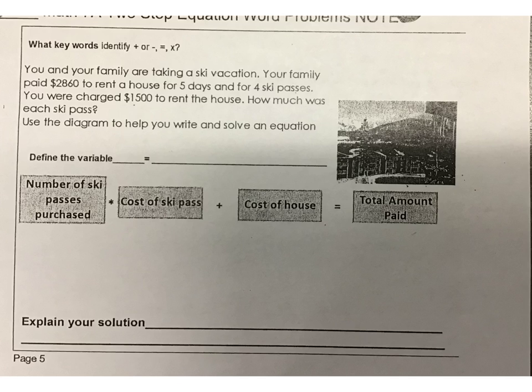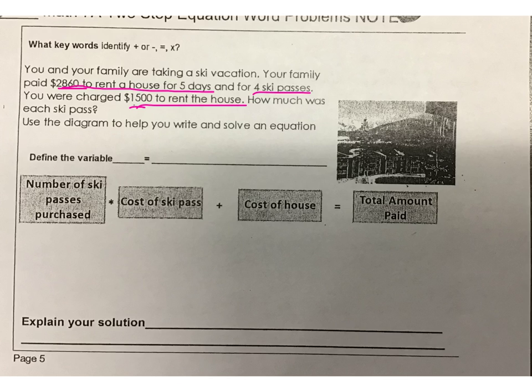So the first one says, you and your family are taking a ski vacation. Your family paid $2,860 to rent a house for 5 days and 4 ski passes. You were charged $1,500 to rent the house. How much was each ski pass? So let's go ahead and underline our keywords. So we paid $2,860 for the house for 5 days, for 4 ski passes, and it was a total.